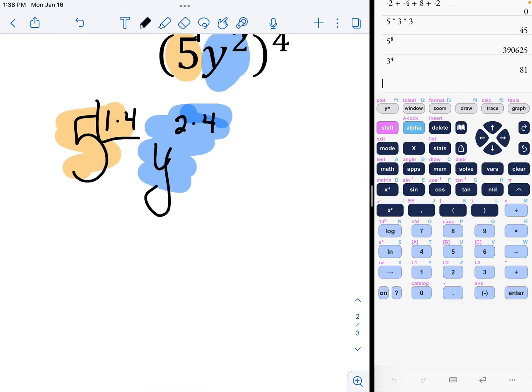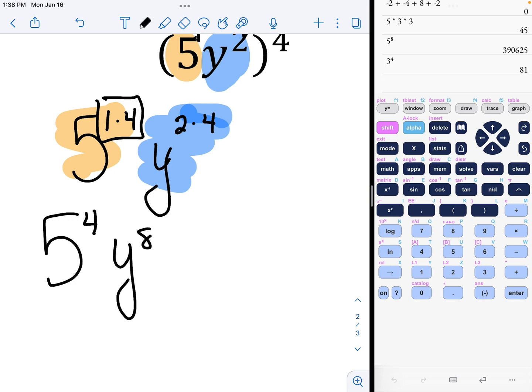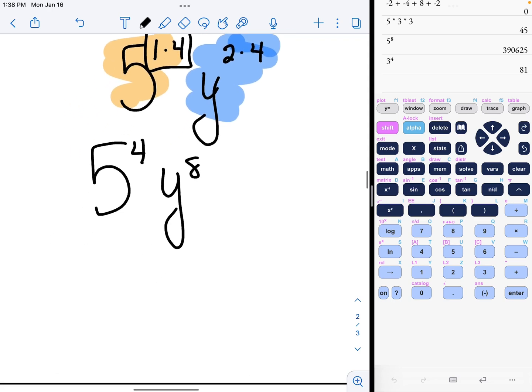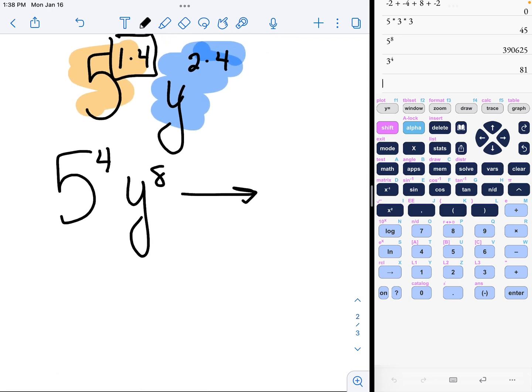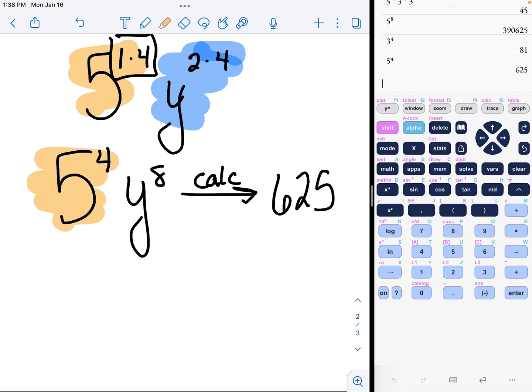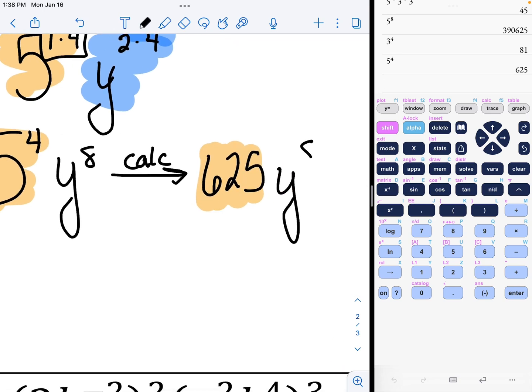Multiply your exponents and rewrite. So 5 to the 4, y to the 8. There is nothing that needs to move. The only thing that needs to happen is I need to type whatever I can on the calculator. So 5 to the 4th, I will color code that as my orange, becomes 625. Okay, that's what I did. I just typed my numbers on my calculator. And then y to the 8th just chills out in the back. And that's your final answer.